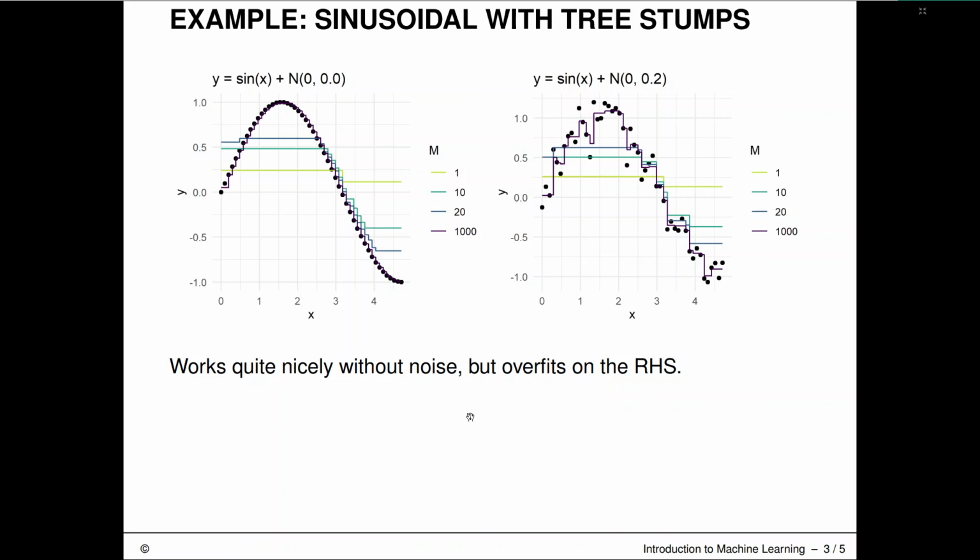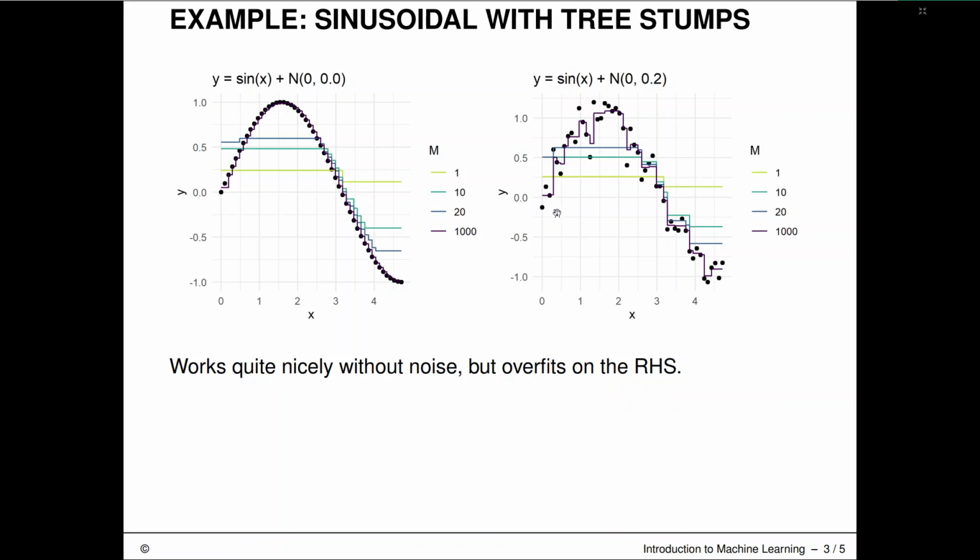Here's an example I think we have seen before. You can see here a simple sinusoidal function. It's just a sine with some Gaussian noise. On the left-hand side, there is no noise. On the right-hand side, there is, with a standard deviation of 0.2. I'm using tree stumps as a base learner, and you can see that we can actually fit quite nicely through this noiseless sine function.